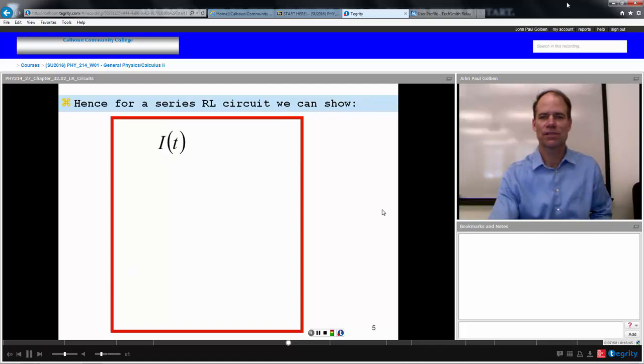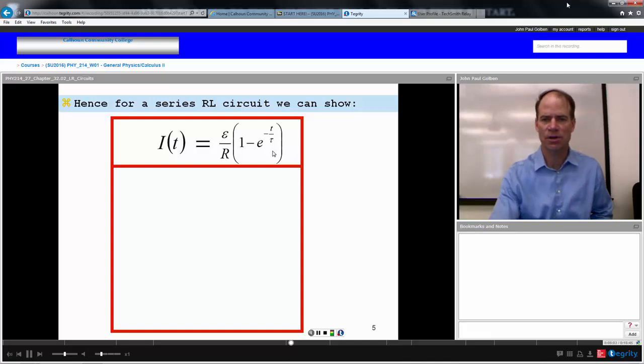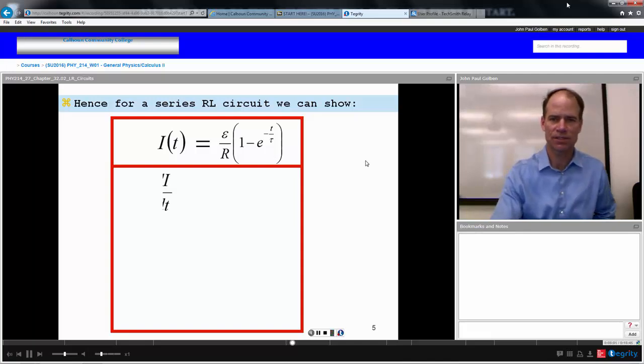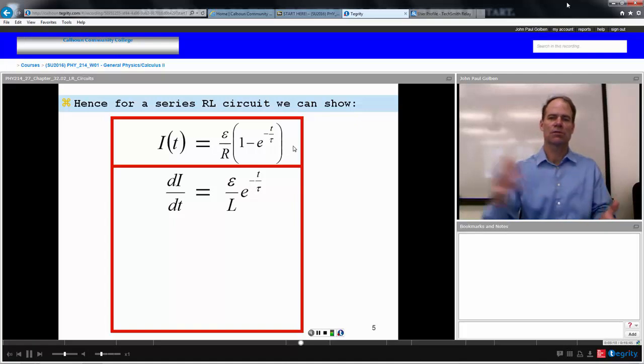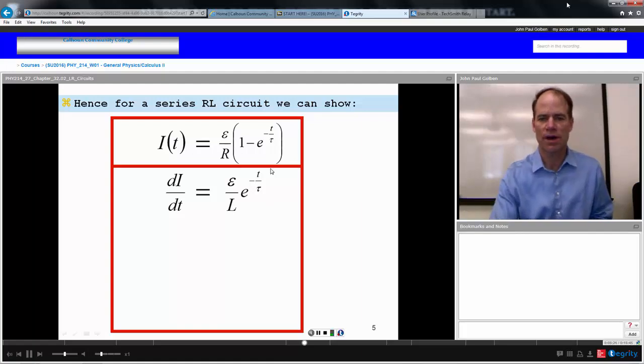So for a series RL circuit, we can show that the current for all time is our maximum current, 1 minus e to the negative t over tau. The derivative of the current for all time would be the derivative of this. The first term would be the derivative of a constant, which would give us 0. And then if we took the derivative of the exponential, once we bring down the negative 1 over tau, we will end up with voltage divided by L, e to the negative t over tau. So that is the change in current per time for all time.